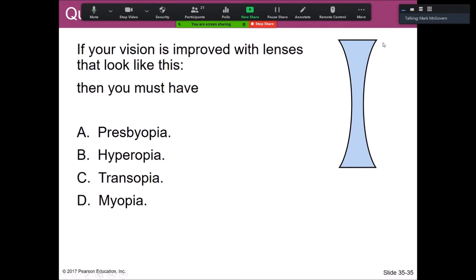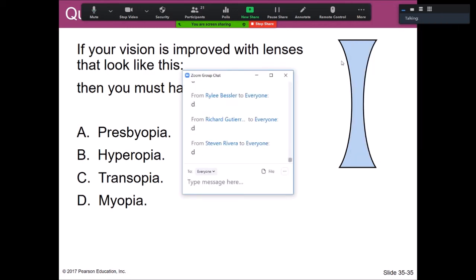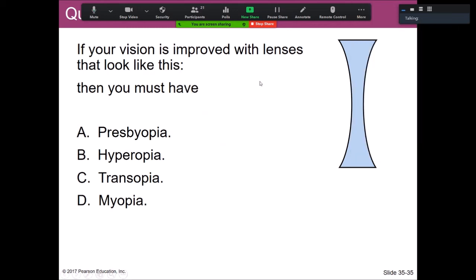So, say you've got a lens that looks like this. What do you have if you need lenses that look like this? All right, D. Well, thank you. It is D. You were paying attention the last 10 minutes.